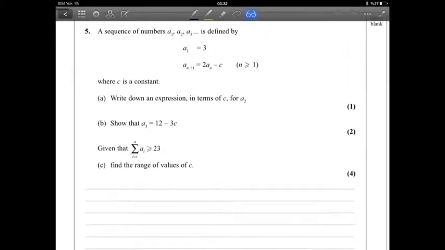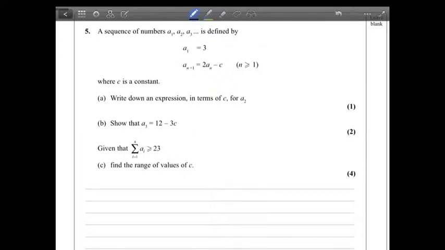And the last question of this video is the fifth question. We have a sequence here. The first term is 3, and we can find the second term and third term. The question asks to write down an expression in terms of C for A2. Show that A3 is 12 minus 3C, and something else is given and it asks for a range of C.